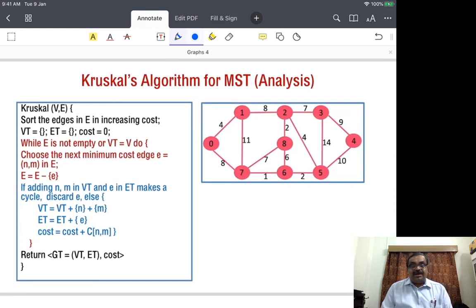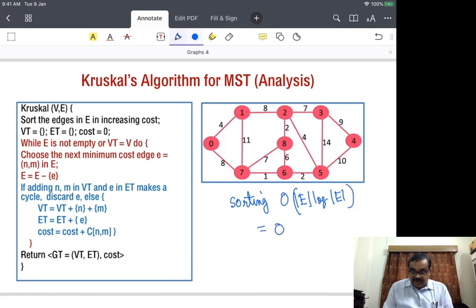So how do we analyze this algorithm? There is a sorting complexity, which we all know will be order E log E, which is the same as order E log V, as just mentioned earlier.